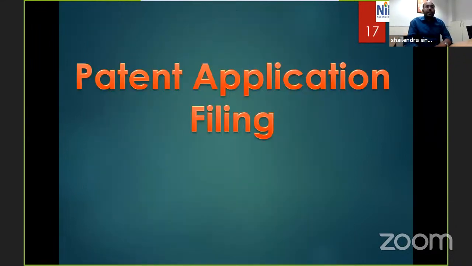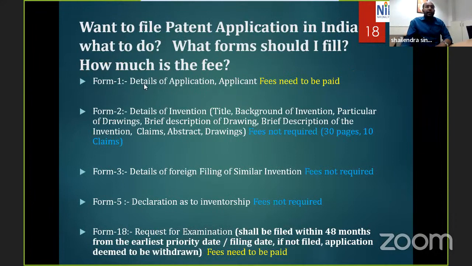Now the patent filing things. In the patent filing, first of all, we need to know that there are about 30 forms in the patent field. These 30 forms have different utilization, but for any applicant, we need not know about all 30 forms. We just need to know about these 5 forms. Now these 5 forms are more than enough for anyone.